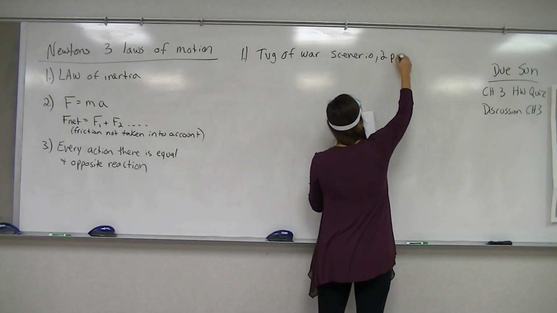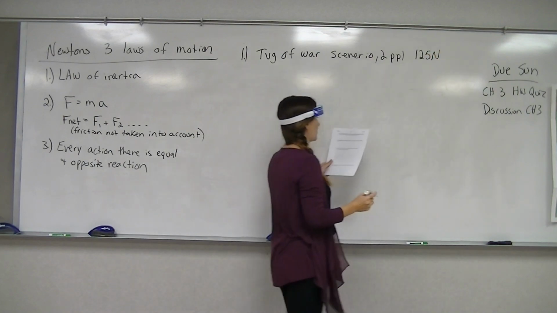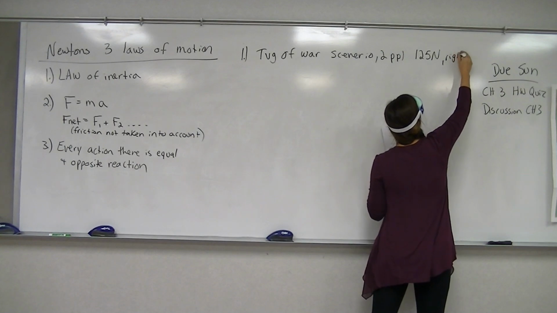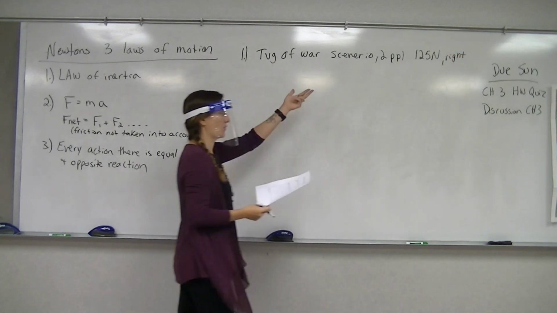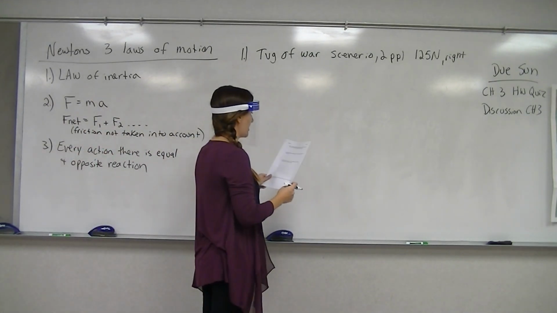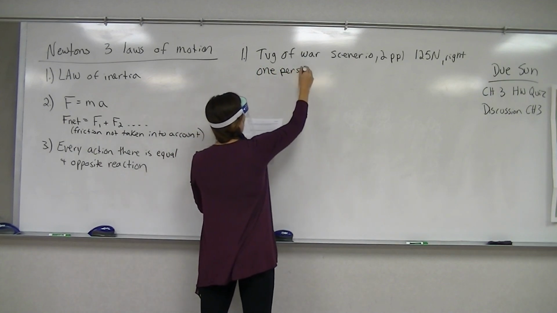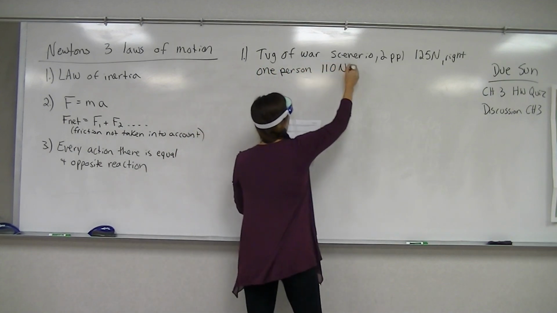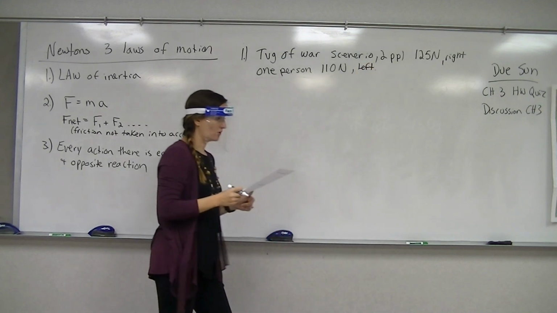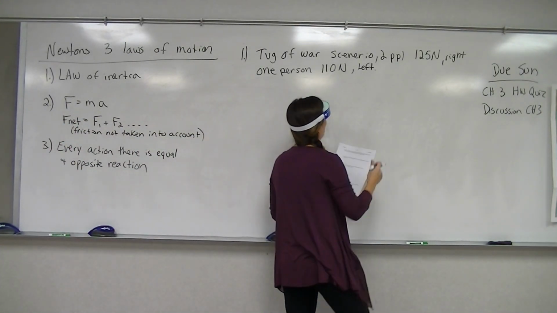So we have two people applying a 125 Newton force to the right. Direction is important because force is a vector, so we need to know the direction and the magnitude. Then on the other side of the rope, we're going to have only one person, and they're applying 110 Newton force to the left. So what we're going to figure out: who wins the tug of war, and what is the net force?